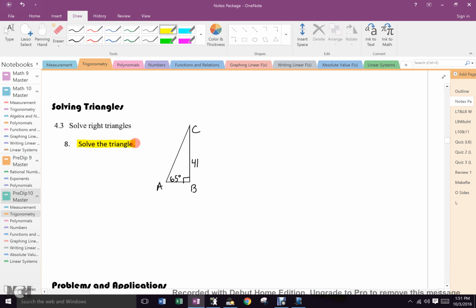Solving a triangle. Same thing with everything else. When we solve a triangle, that means all the angles and all the sides must be known.